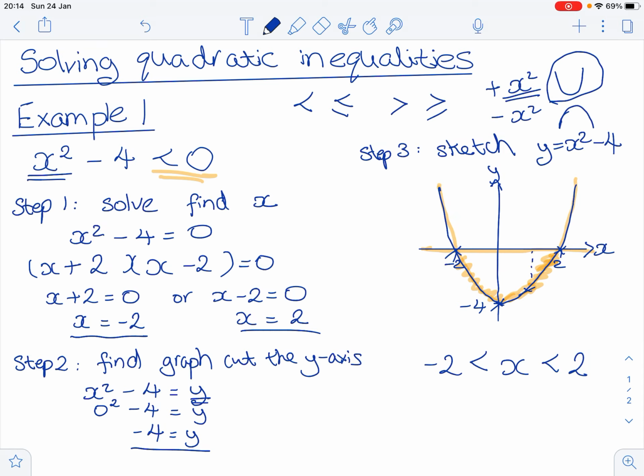Let's pick a point. Let's say this point is 1. When x is equal to 1, just check. We have the inequality x squared minus 4 is less than 0. When x is 1, 1 squared is 1. So 1 minus 4 is minus 3, and that is less than 0.